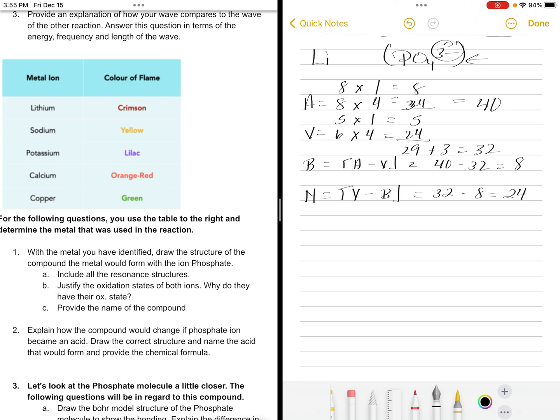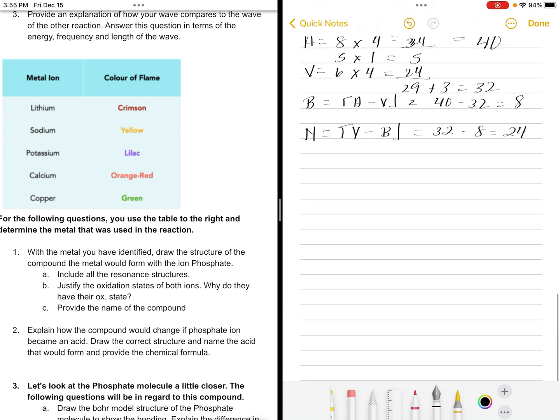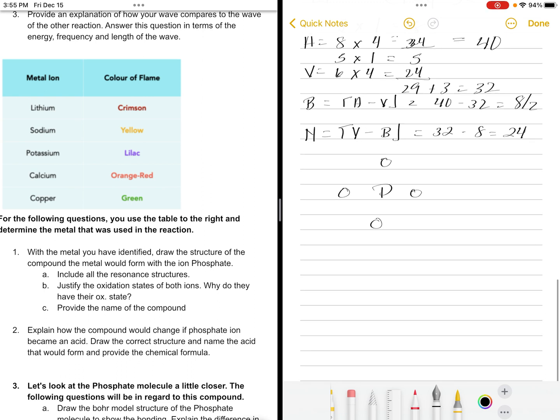Okay, so let's go ahead and draw our preliminary structure for phosphate. So that's going to be a P in the middle, surrounded by 4 oxygens, right? Now, if you had phosphite, it would be 3 oxygens, and the same thing would happen with arsenate and arsenite. Okay, I have 8 bonding electrons. If I divide that by 2, that means I should have 4 bonds. So here's my 4 bonds.